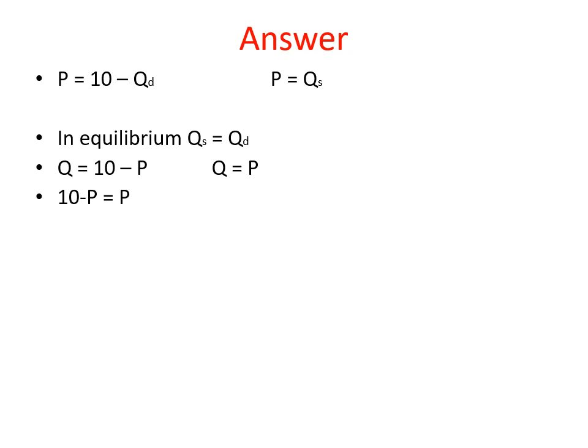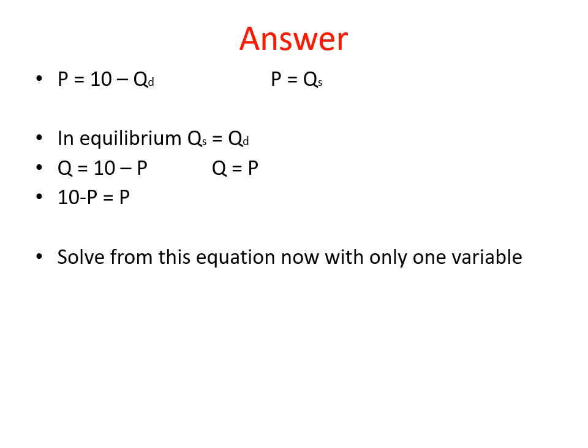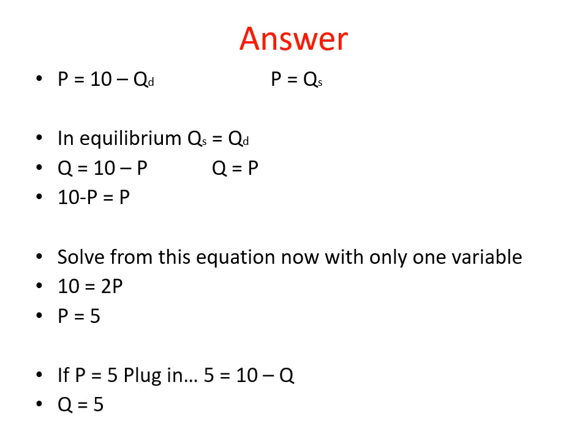And then from this, with only one variable, now we can actually solve the equation. We get 10 is equal to 2P, and then P equals 5. So you have a price of 5. And now that you know your price, you can plug it back into the equations that you have. So let's take this answer and plug it back into this equation and figure out what our quantity is. If price equals 5, plug it back into that demand function, and we can see that quantity also equals 5. And so we've solved our first problem.